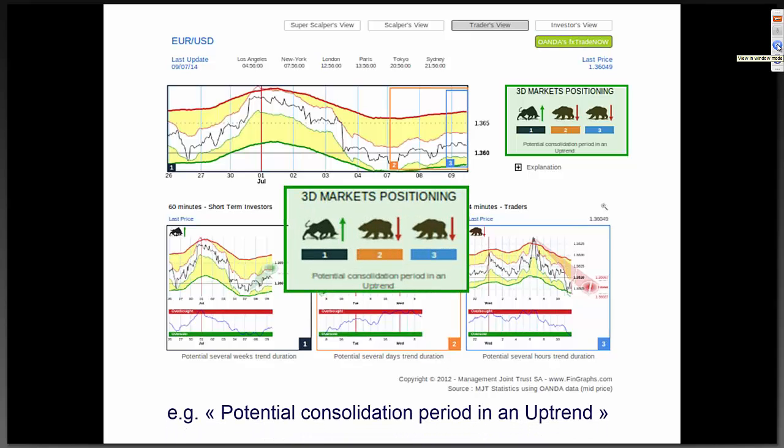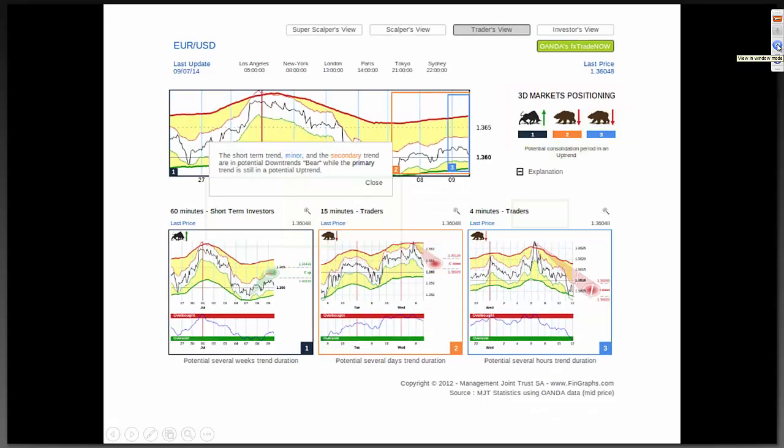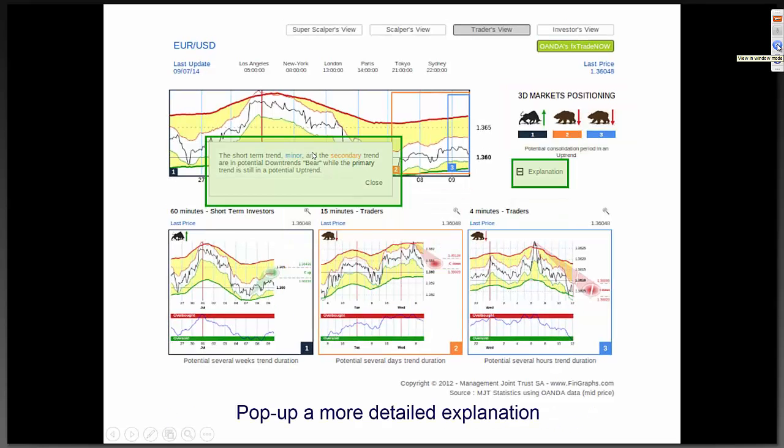This 3D markets positioning reads potential consolidation period in an uptrend, meaning the long term is heading up and both the medium term and the short term are potentially in a downtrend. You could pop up a more detailed explanation, a more verbal explanation, by clicking on the explanation button.